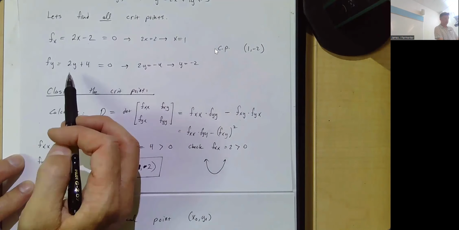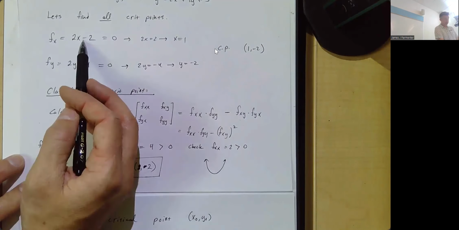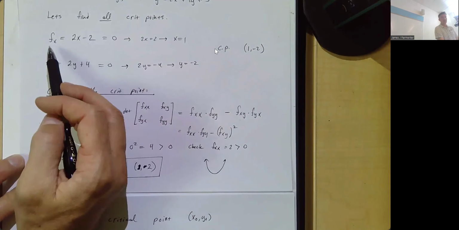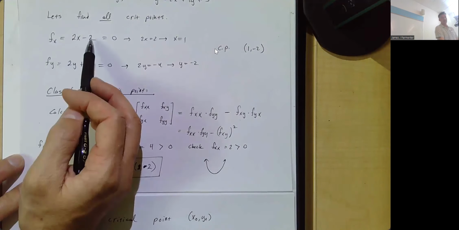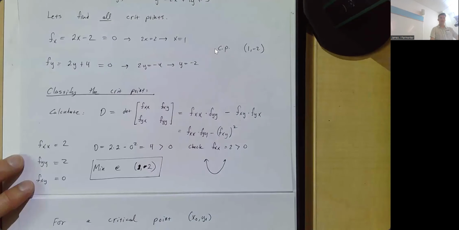And finally, for fxy, if I take the derivative of this with respect to y, there aren't any y's there. So the derivative of that, that is just a constant. So the derivative is going to be 0. That's what's happening there.